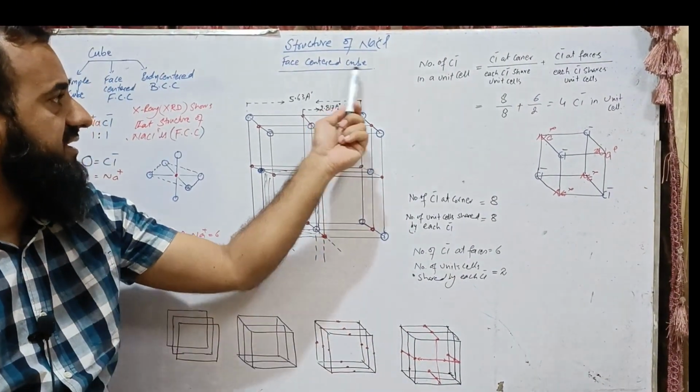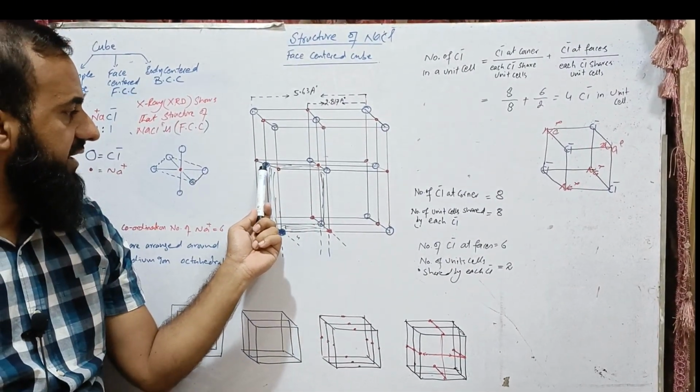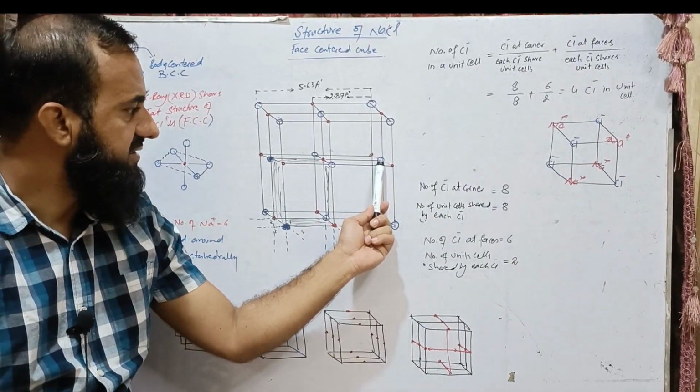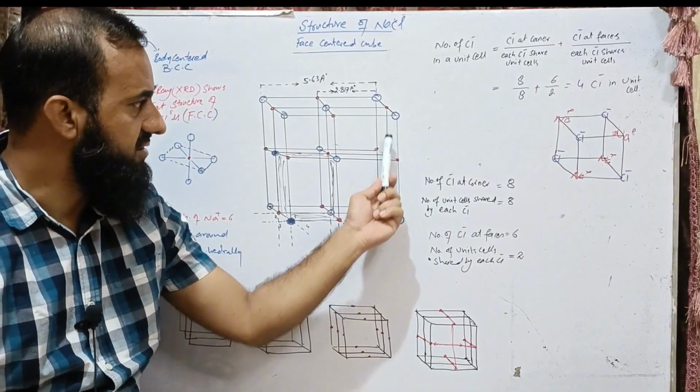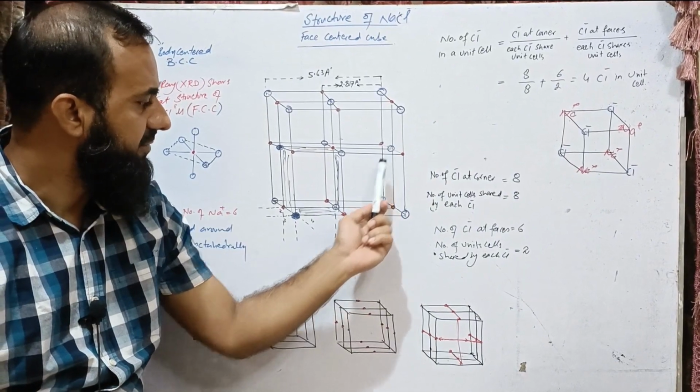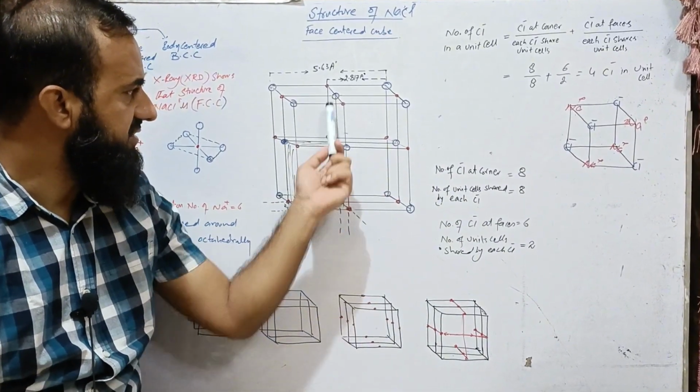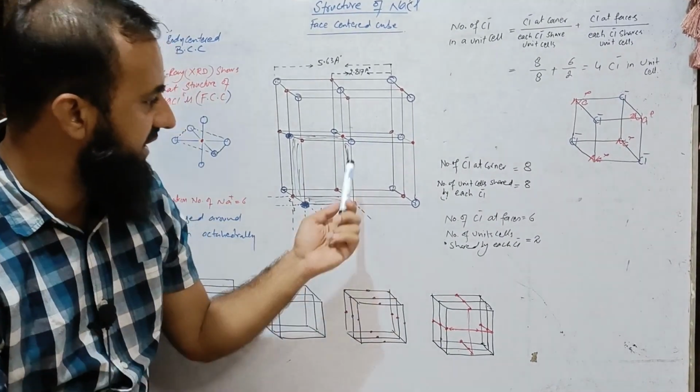Why do we call it face-centered cube? Because there are chloride ions, represented as large blue circles, which are present on the faces of the crystal. Later in the lecture I will explain in detail.